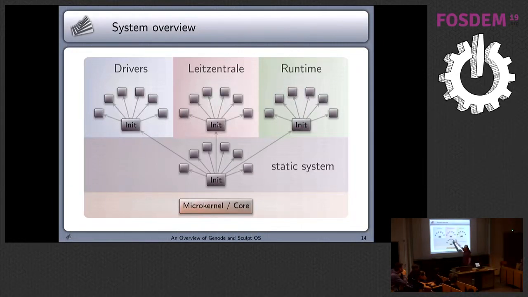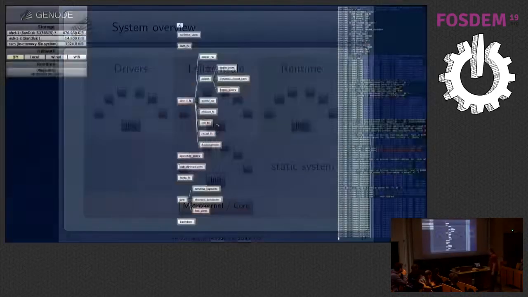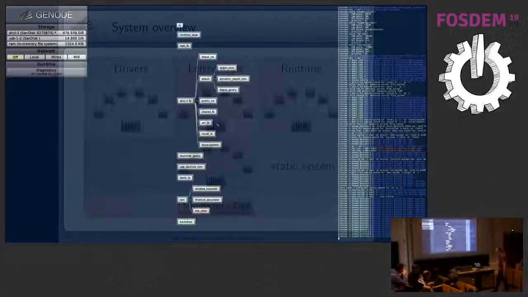Then we have the Leitzentrale. This is basically the user interface to interact with the system. And then we have the playfield for the user, where the actual useful stuff happens, like the programs that I want to execute. And what you see in this graph in the middle is basically the current state of the runtime, of the right part of the system.